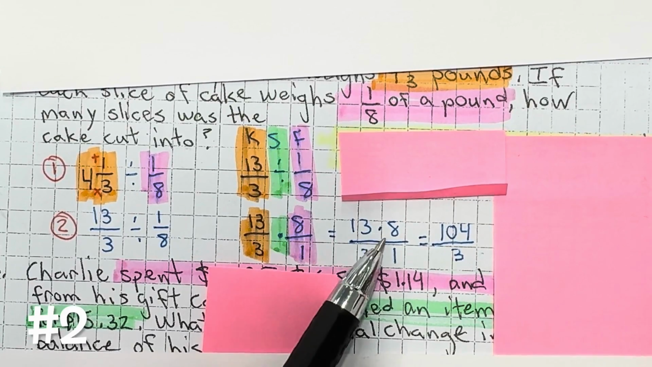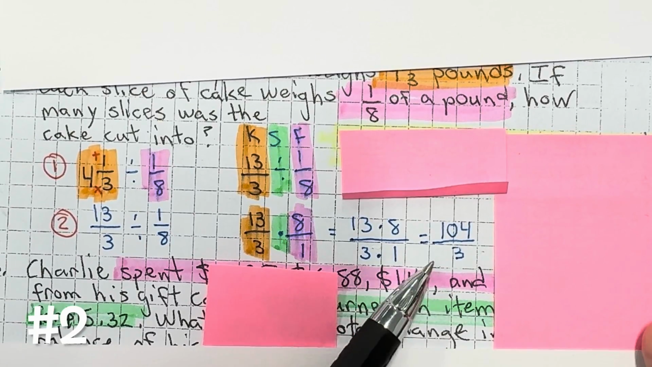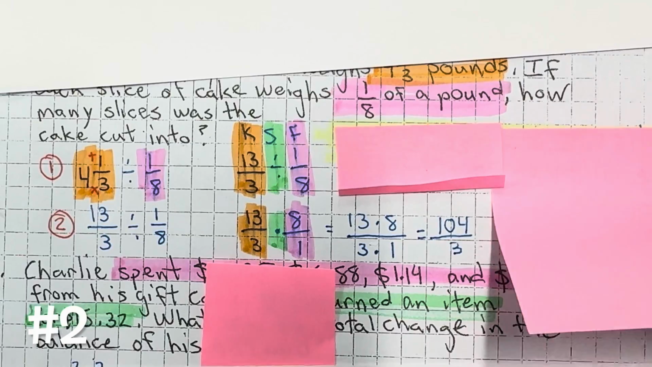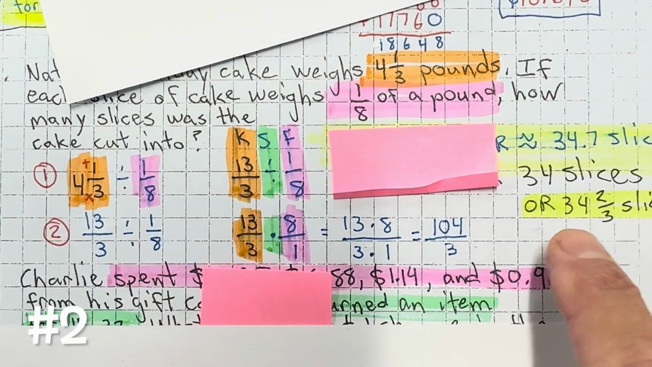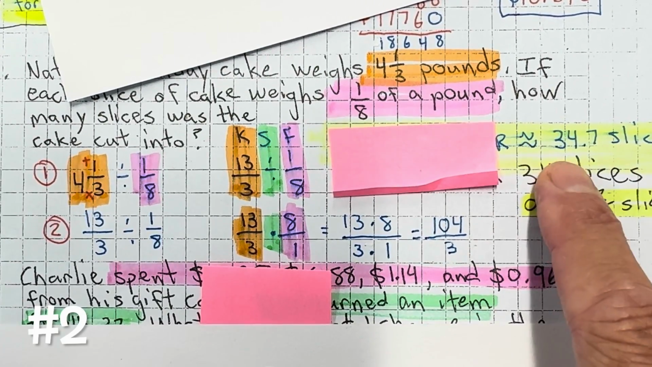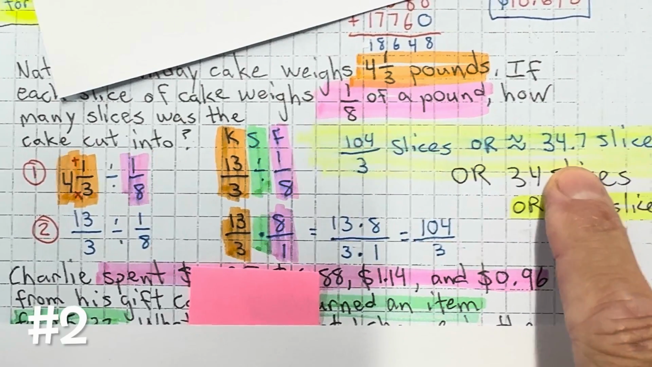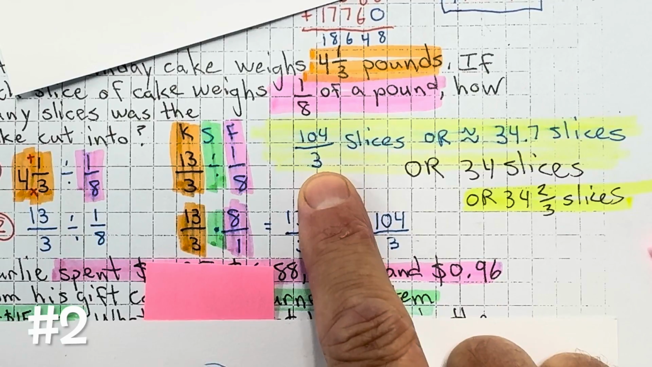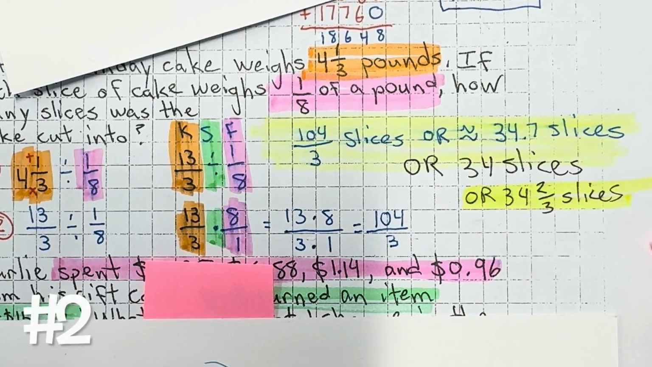13 multiplied by 8 is 104. 3 multiplied by 1 is 3. And so 104 over 3 can simplify to, if we do long division, 104 divided by 3, we get approximately 34.7 slices. This is the exact, or we could say 34 slices.